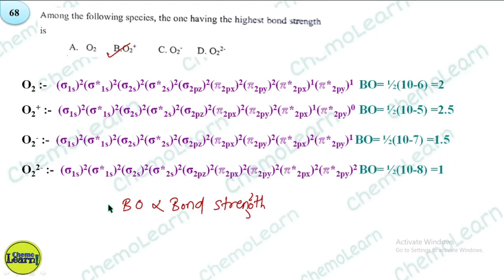And you know, bond order is directly proportional to bond strength. So, you can see for O2 plus the bond order is 2.5. So, it has the highest bond strength.